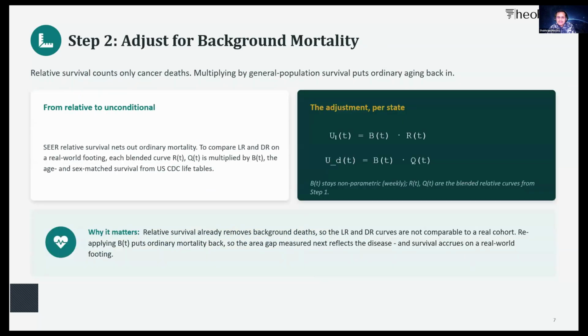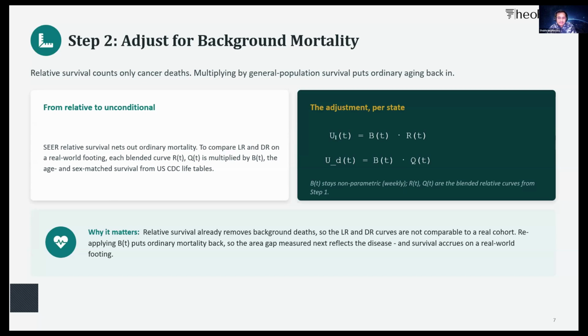That's step one. Step two is a correction that's usually easy to forget, because the relative survival has already taken out the normal background mortality. So it's the survival relative to the matched general population, and SEER gives us the relative survival. But our economic model lives in the real world where people also die of other causes. So we multiply each blended curve by the background survival from the national life table. For this one we have taken the US, but you can take the life table from any country where you are submitting the model. That gives us the unconditional survival, the curve you'd actually observe.